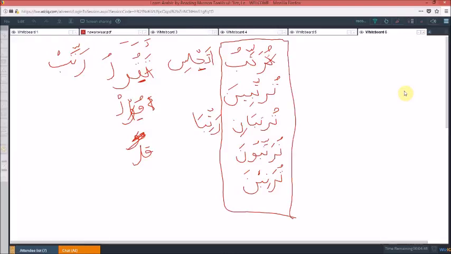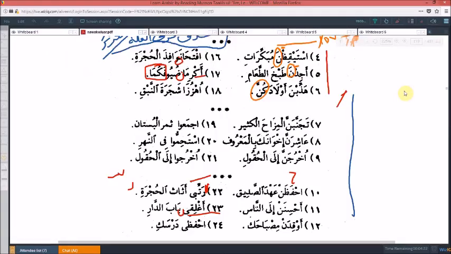But if I want to make them into a command, when I drop my ta, like I did in tajlis, I have to add an alif because my first letter, when I drop my ta, has a sukoon on it. Whereas in rattib, it has a fatha, so I don't need to add my alif. That's why when you see rattibi here, even though it's a command, it doesn't have the alif, because it's form 2, which doesn't require the alif because the second letter is already going to be vowelized.